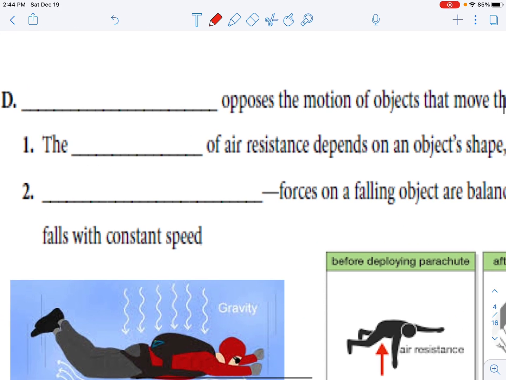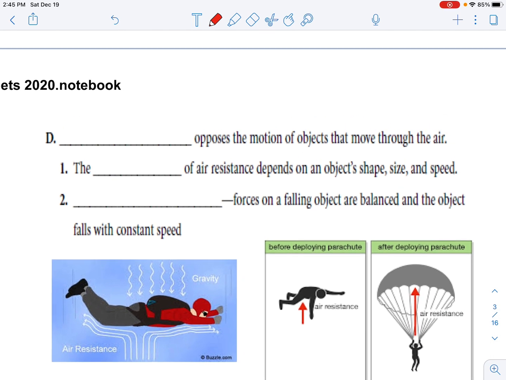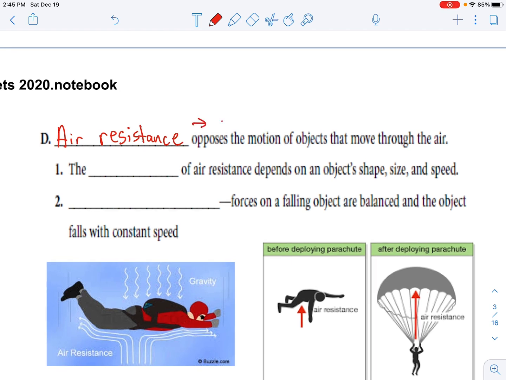All right. Now there's also friction in the air. So letter D here is air resistance. And resistance is R-E-S-I-S-T-A-N-C-E. Okay, air resistance opposes, so opposite directions, the motion of objects that move through the air.